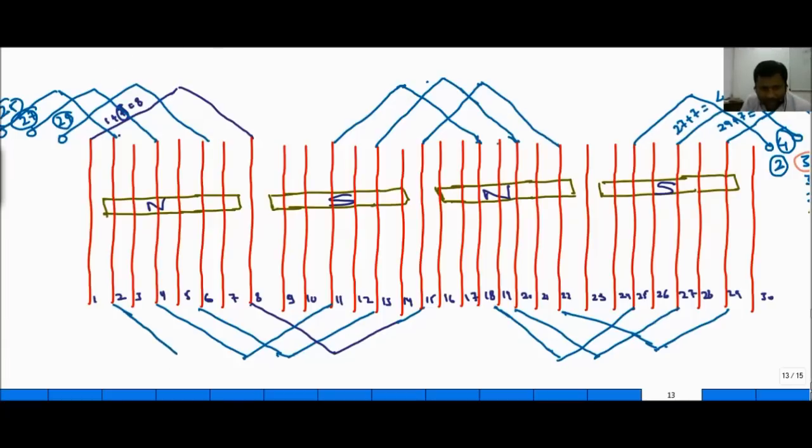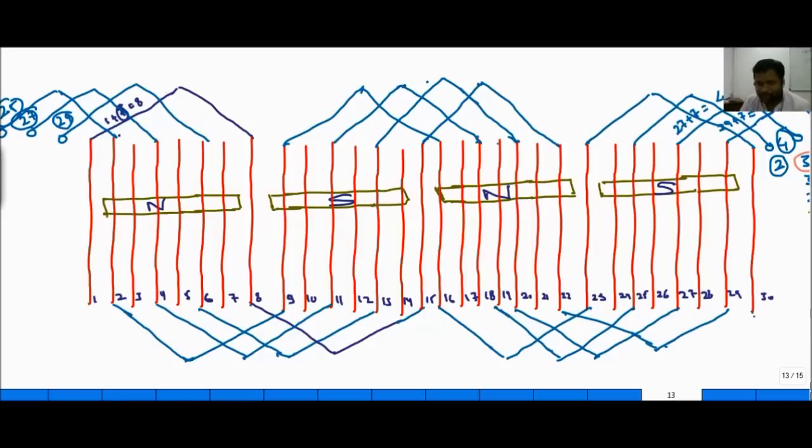2 plus 7 is going to 9, that is 9. 9 plus 7 is going to 16, like this. 16 plus 7 is going to be 23. 23 plus 7 is going to 30.